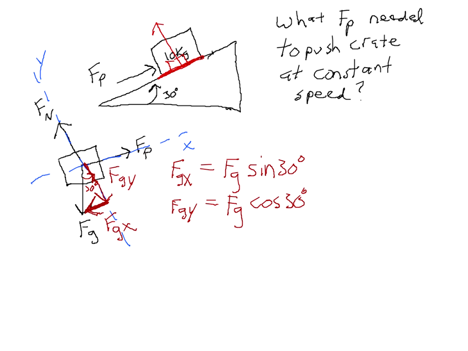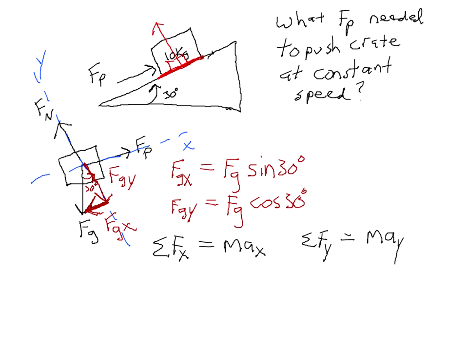And then FGY is equal to FG times the cosine of 30. Okay, now we have finished resolving all of the forces into their x and y components. So next, step 5B in our problem-solving strategy will be to apply Newton's second law in both the x and y directions. Sum of the forces in the x is MAX. Sum of the forces in the y equals MAY.